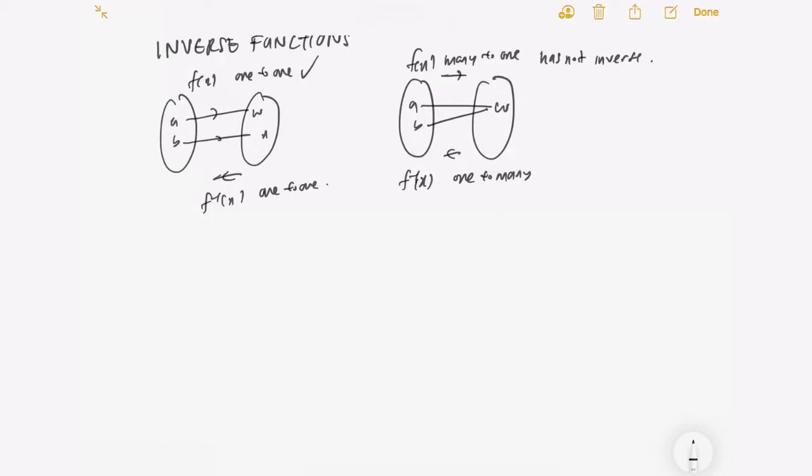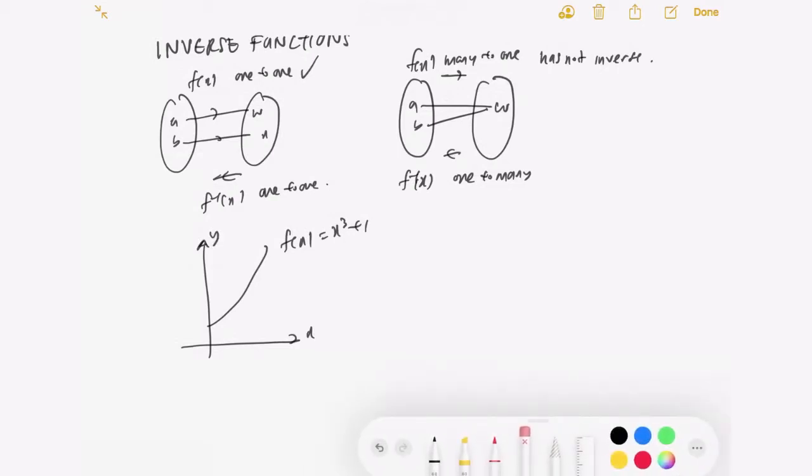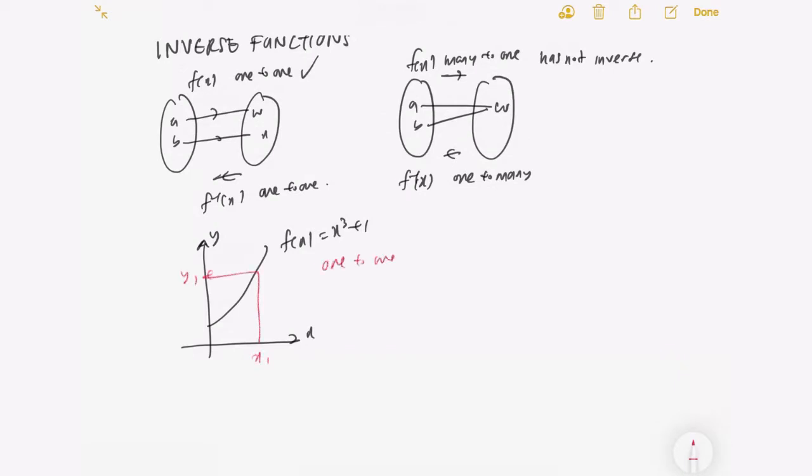Okay, maybe I give you a simple example. Let's say this is the graph of f(x) equals x cubed plus 1. Does it have an inverse? Very simple. We draw a vertical line. This is your x value, and there's a corresponding y value. So this is a one-to-one relation. So does it have an inverse? Yes, f(x) has an inverse.